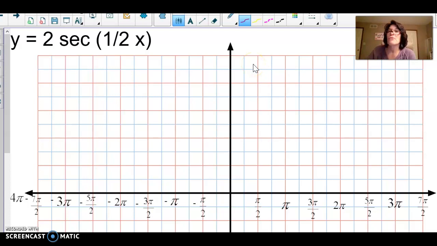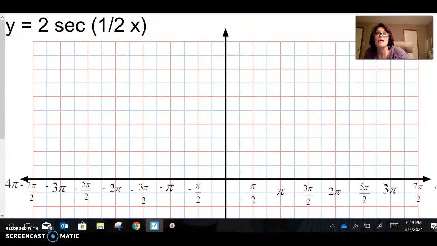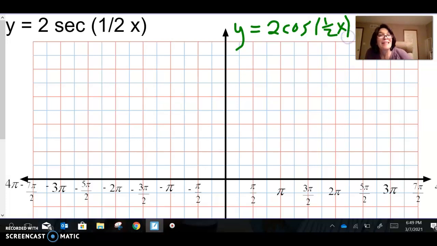Okay, so let's try this one. y equals 2 secant of 1/2 x. When I see that, I know the reciprocal of secant is cosine. So what I am going to do is graph y equals 2 cosine of 1/2 x. And I'm going to make it dotted, because I know that's not actually the graph I'm supposed to be graphing. I'm supposed to be graphing the secant, but I'm going to use y equals 2 cosine of 1/2 x as my guide.